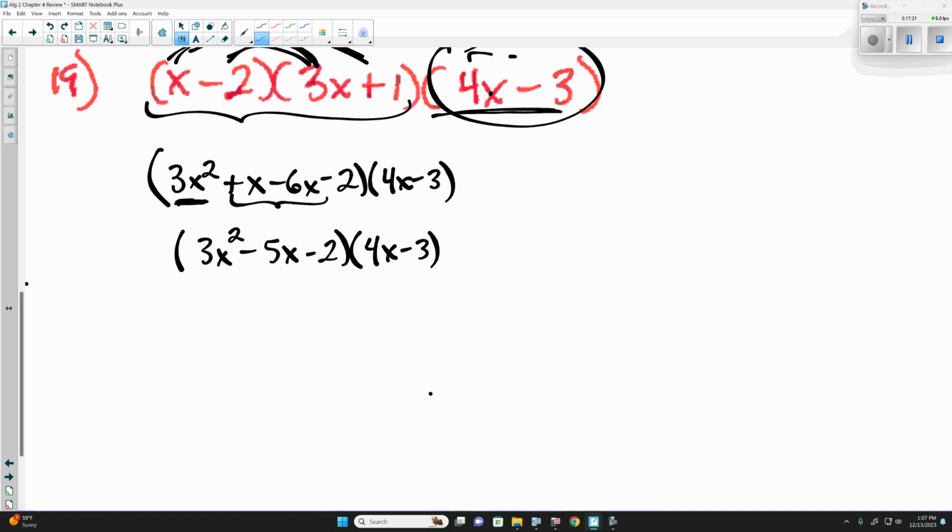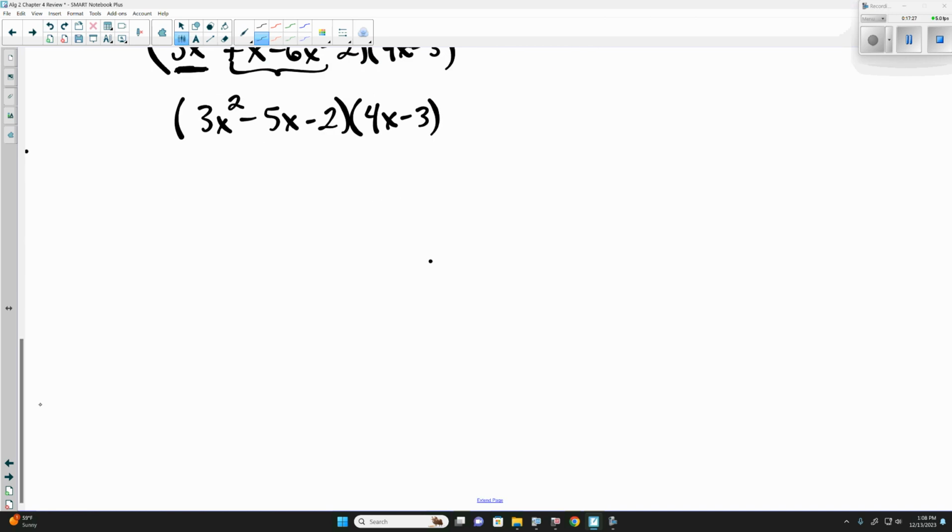So almost we treat like this isn't here and we're just focused on the first 2. Once we finish multiplying those first 2, we're just going to do it again. 3x squared times 4x. 3 times 4 is 12x cubed. 3x squared times negative 3 is negative 9x squared. Negative 5x times 4x, negative 20x squared.